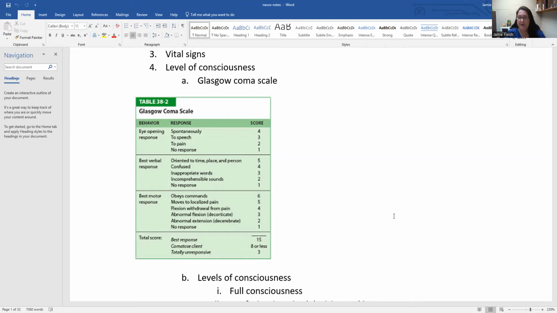For best verbal response, if that patient is oriented to time, place, and person, they get 5 points. If they are confused, meaning they are disoriented to any of those, but their words make sense, they get 4 points.